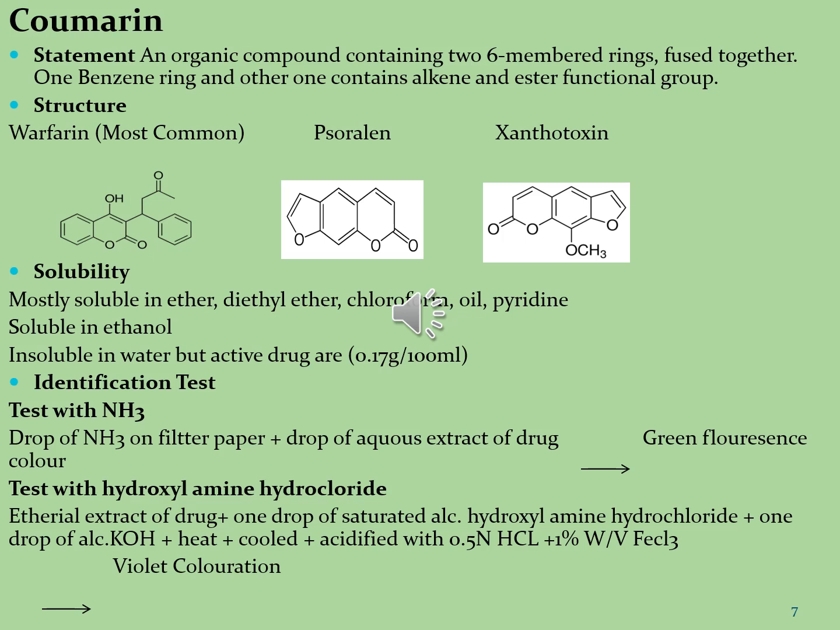The second molecule is psoralen. Psoralen is isolated from Ficus carica, Heracleum, as well as Foeniculum vulgare. It is used in different skin diseases like vitiligo and eczema. The third molecule is xanthotoxin, which is isolated from Ammi majus, and it is also used for the treatment of skin diseases, and that includes vitiligo and eczema.